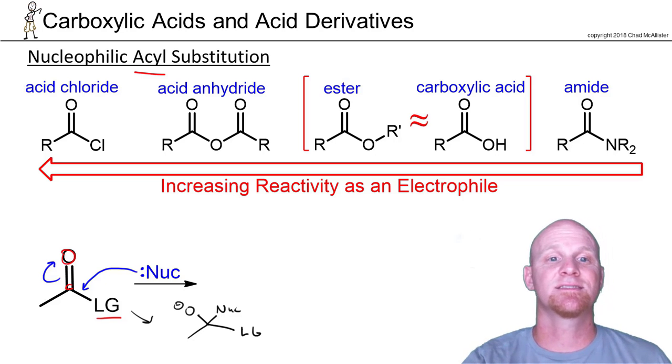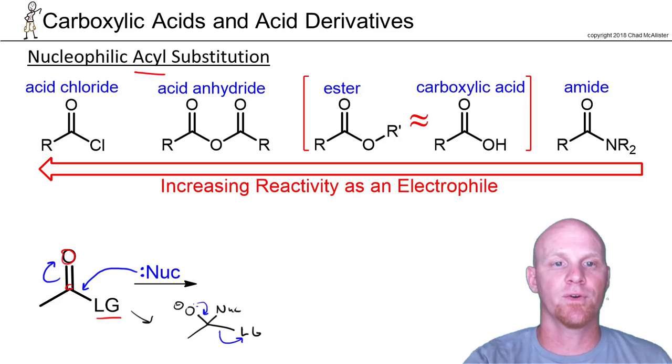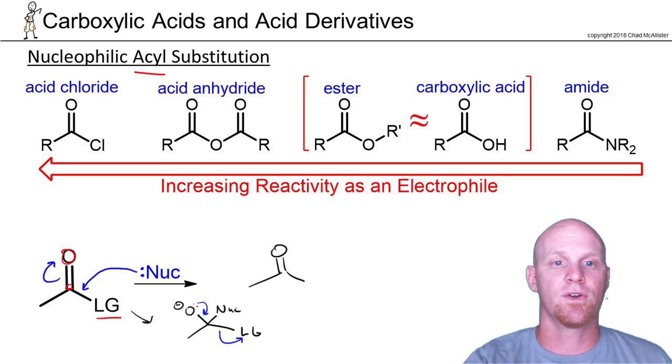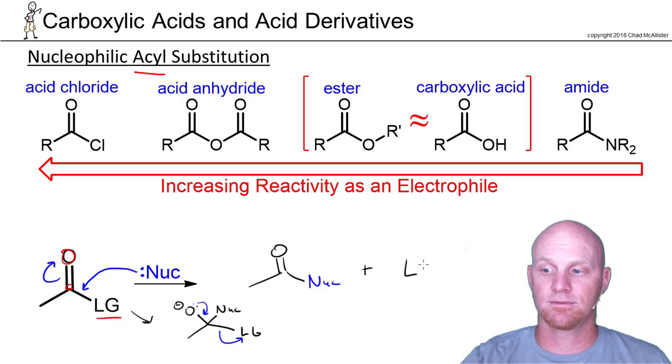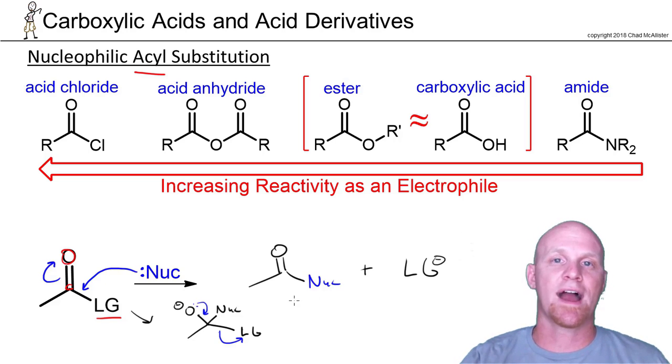In this case, instead of just doing addition and protonating this oxygen, it turns out it's more stable if these electrons come right back down and kick off that leaving group, ultimately resulting in a substitution reaction rather than an addition reaction. So now instead of the leaving group, your nucleophile is attached in its place, and your leaving group simply left. That's the general pattern for this reaction. So it is a substitution rather than addition.